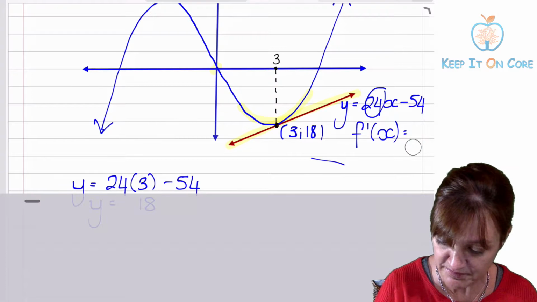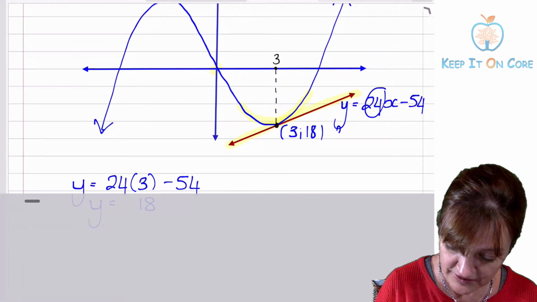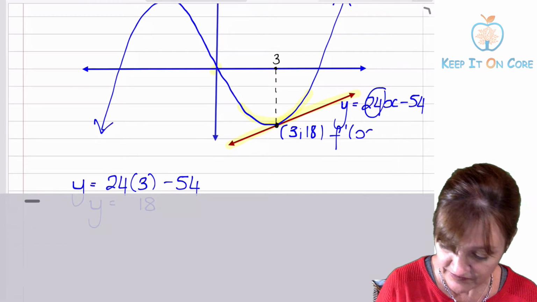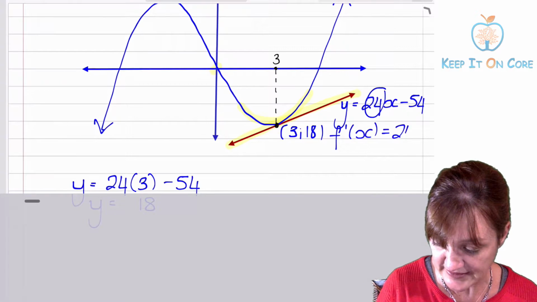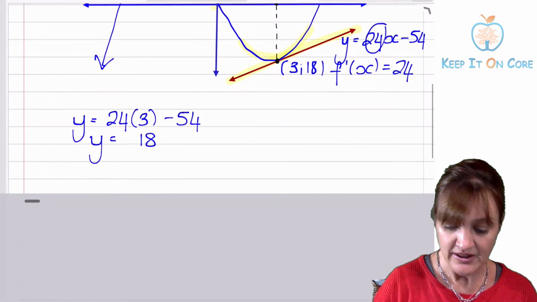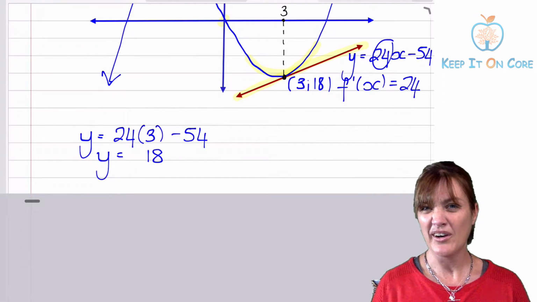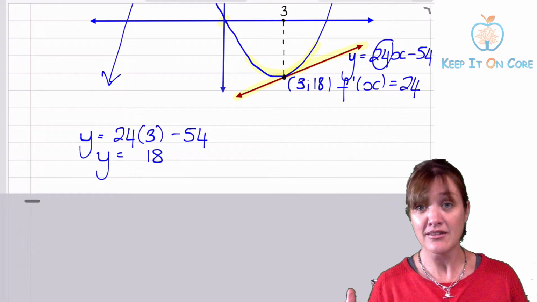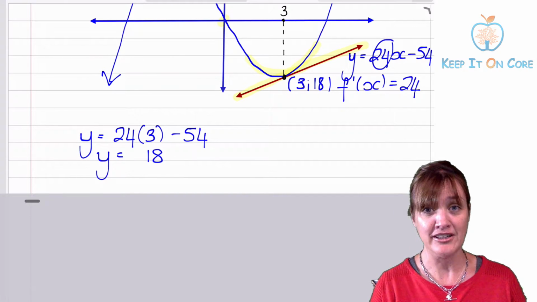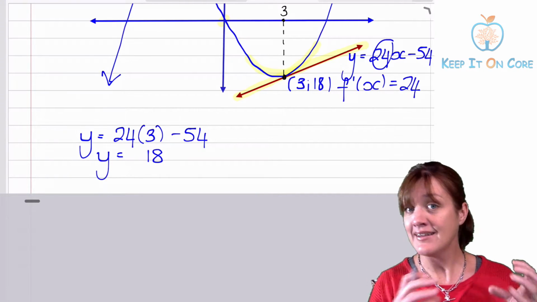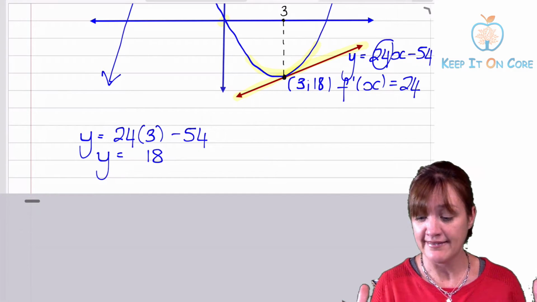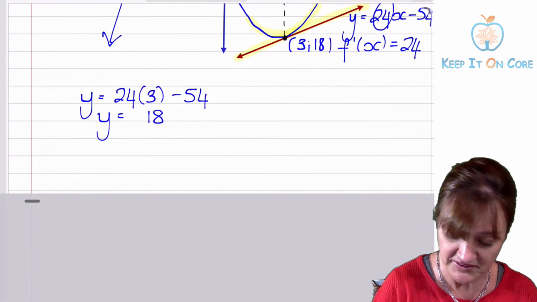Sorry, there's not enough space there. Let me just erase that. The derivative equals 24, all right? So do you agree then that what I can do is I can take the derivative of my g of x function that they gave me, and I'm going to make it equal to 24. Let's see what we can do. Let's see how that works, all right?